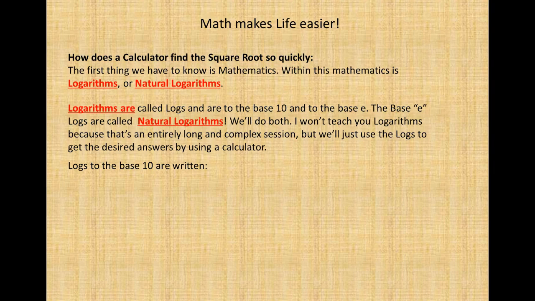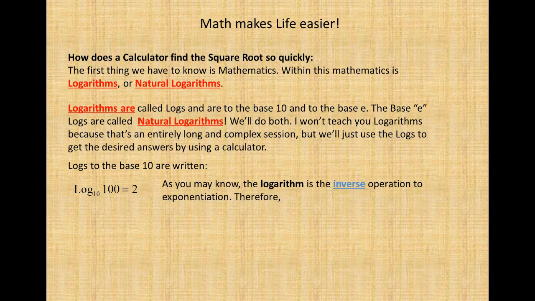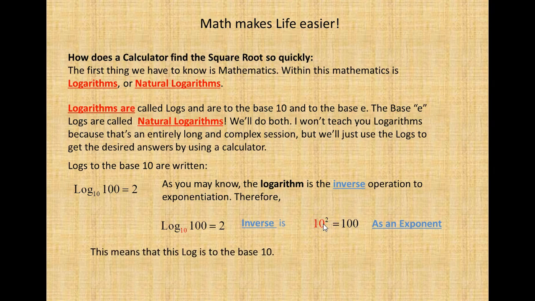Logs to the base 10 are written: log to the base 10 of 100 equals 2. As you may know, the logarithm is the inverse operation to exponentiation. Therefore, log to the base 10 of 100 equals 2. The inverse is 10 squared equals 100 as an exponent. So the 10 is the base. This means that this log is to the base 10. That's easy. Now let's continue.